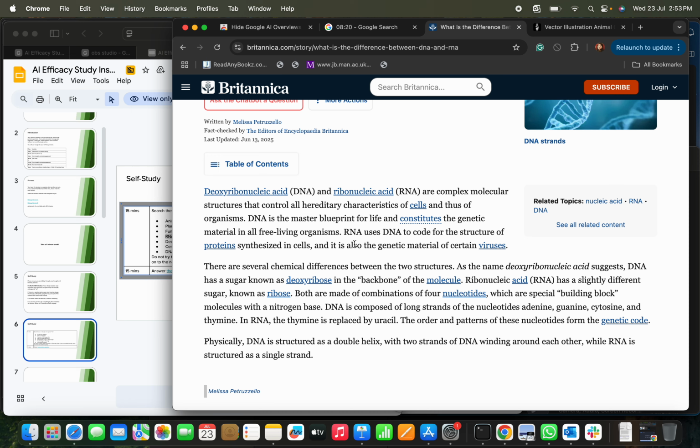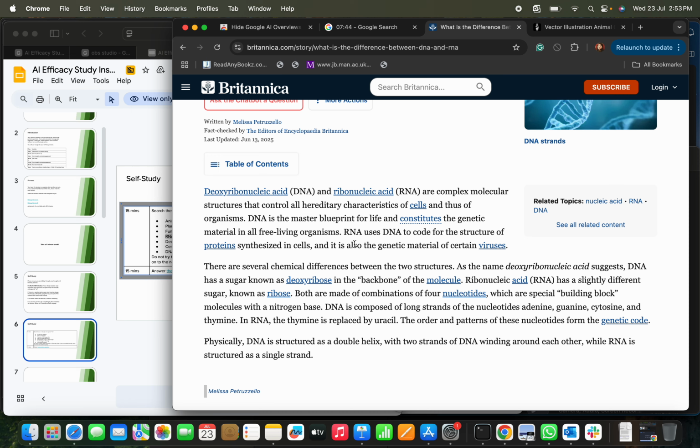There are several chemical differences between the two structures. As the name deoxyribonucleic suggests, DNA has a sugar known as deoxyribose, so it doesn't have this extra OH in the backbone. Ribonucleic acid has a slightly different sugar called ribose. Both are made of combinations of 4 nucleotides, which are special building block molecules. DNA is composed of adenine, guanine, cytosine and thymine. In RNA, the thymine is replaced by uracil.